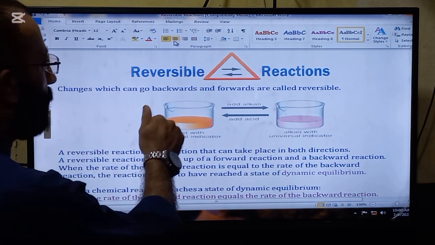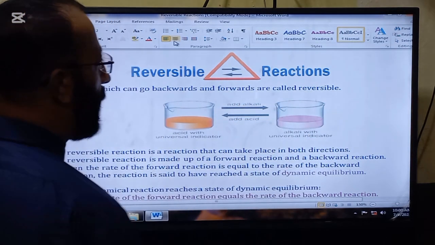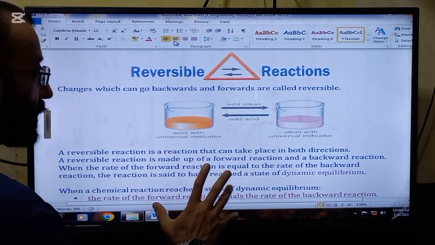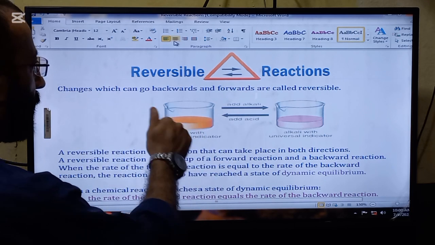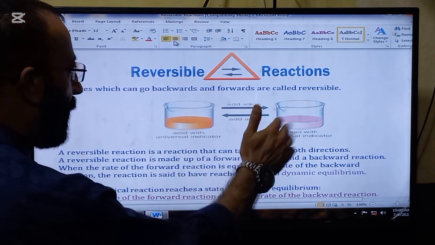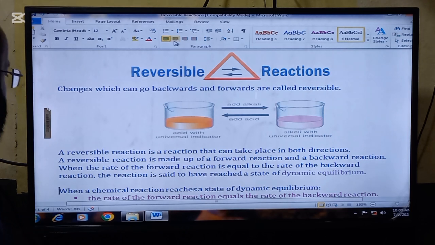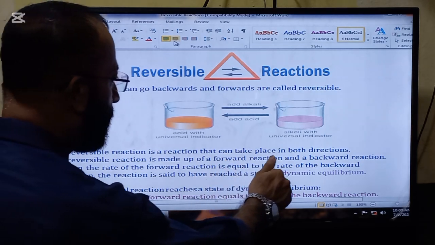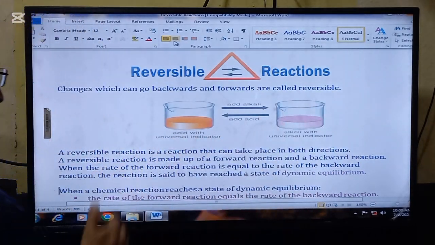Changes which can go backward and forward are called reversible reactions. This is the definition, the concept of the reversible reaction. A reversible reaction is a reaction that can take place in both directions, meaning in the forward as well as in the backward direction.